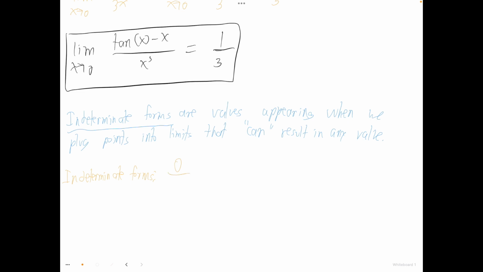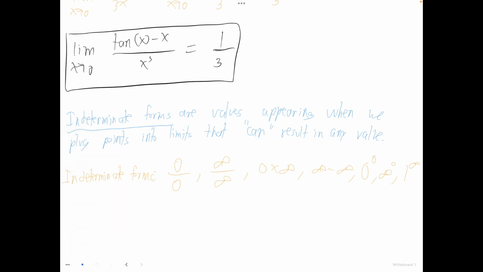Two of them we've already seen, 0 over 0 and infinity over infinity. For both of these, L'Hopital's rule can be applied directly. The next one is 0 times infinity. And then you also have infinity minus infinity. So those are 4 of them. We are going to mention the other 3 as well. The other 3 are 0 to the 0, infinity to the 0, and 1 to the infinity. And so these 7 are the indeterminate forms.